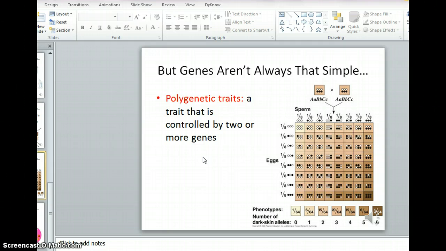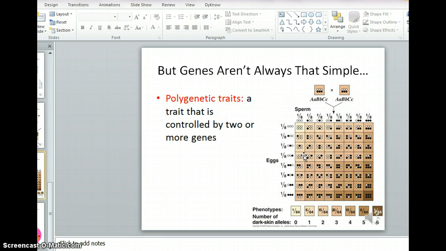There are 3 genes that control skin color, and for each one, you can be homozygous dominant, homozygous recessive, or heterozygous. The more dominant alleles you have, the darker your skin is, and the more recessive alleles you have, the lighter your skin is. The Punnett square you see here is a 3-factor cross, looking at the possible offspring of 2 individuals heterozygous for all 3 skin color genes.